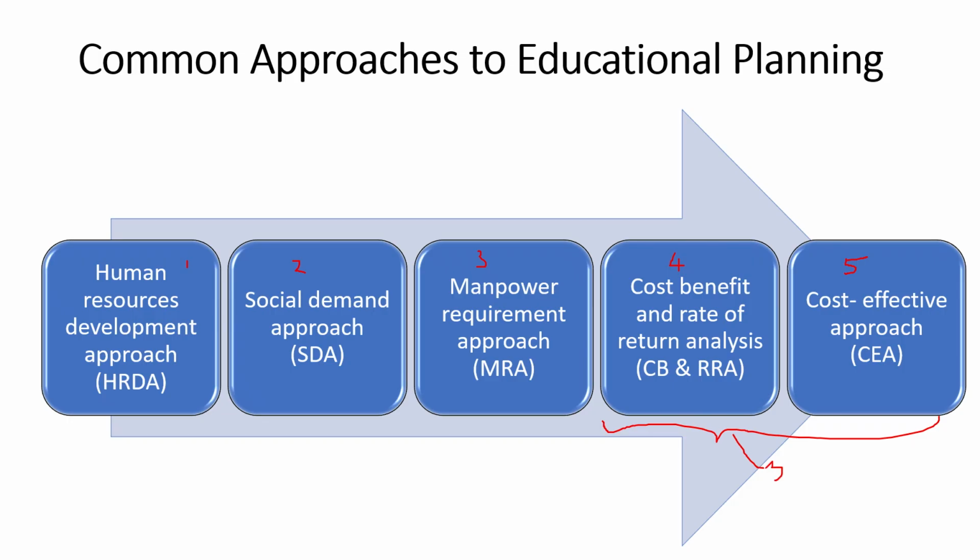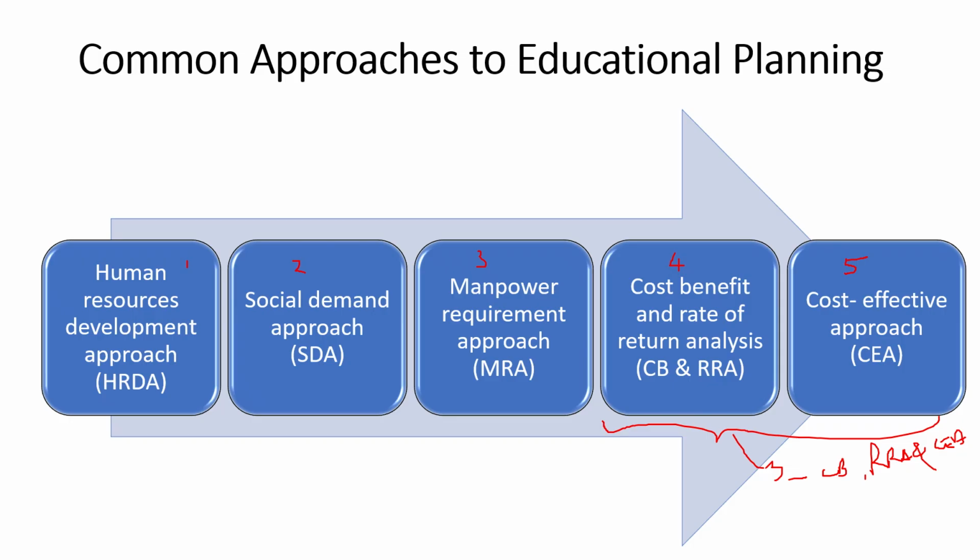If you unpack, you have CBA, you have RRA, and you have CEA. And the others also, we have cost utility analysis. They fall under economics. And if you study more about economics of education, you're going to understand more of these applied techniques of deciding how you should plan in the educational process.